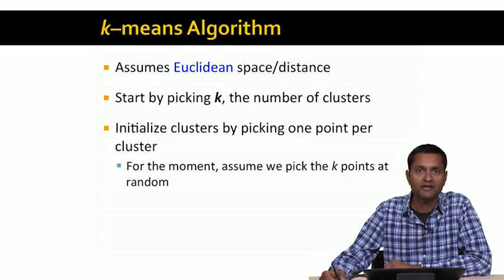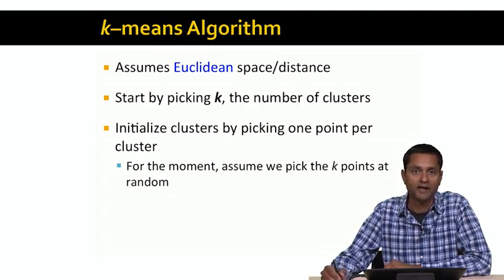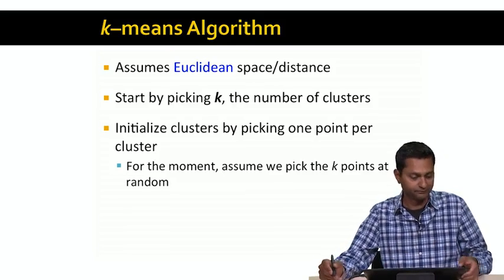Now we're going to initialize our k clusters by picking 1 point per cluster. For example, we could just pick k points at random and assign 1 point to each cluster. And that would be one way of picking the points. Later on, we'll examine other, much better ways of doing this.